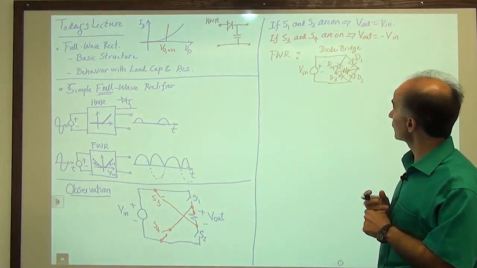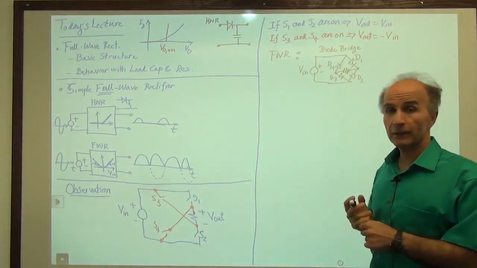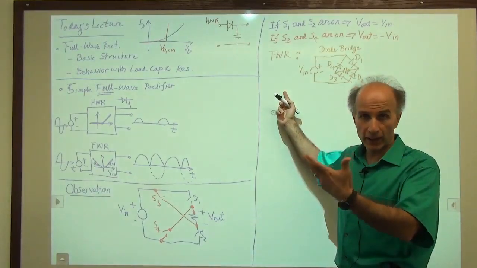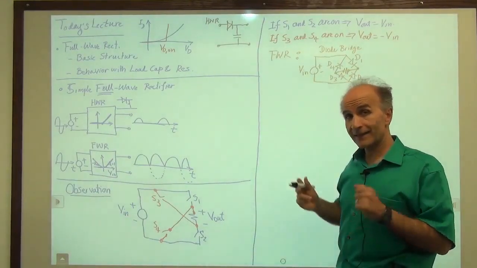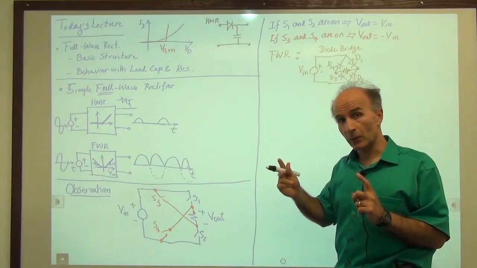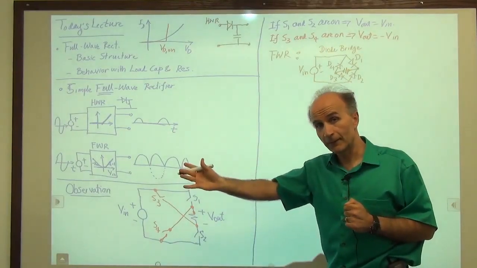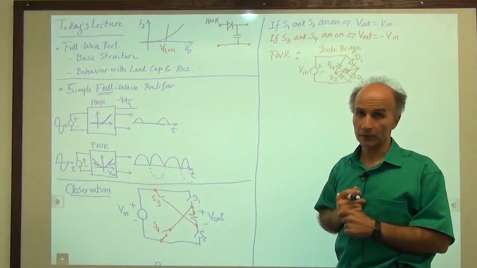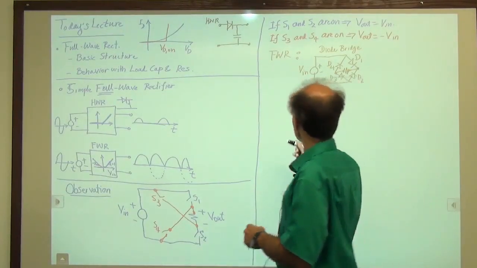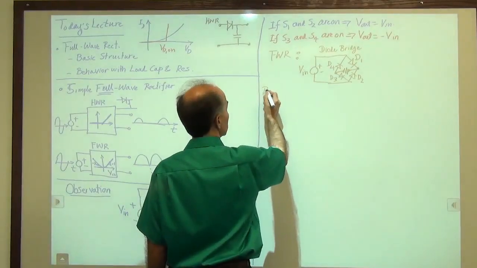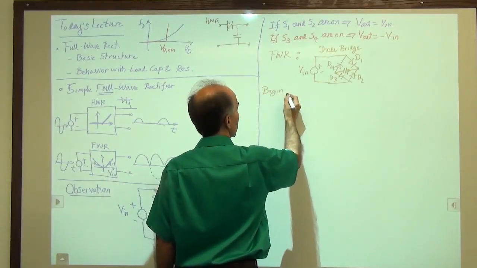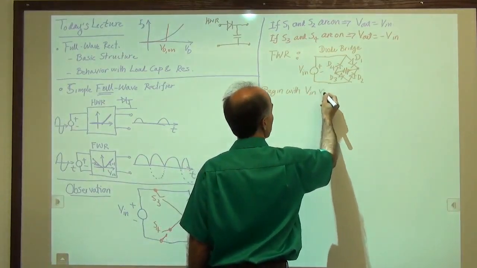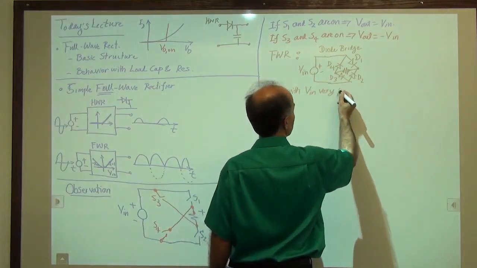All right, so as usual, we will let the input go from -infinity to +infinity and look at the output. In this case, it's a little easier if we go the other way. We start from +infinity and go to -infinity. Things are a little more intuitive, so that's what we will do. Okay, so begin with Vin very positive.